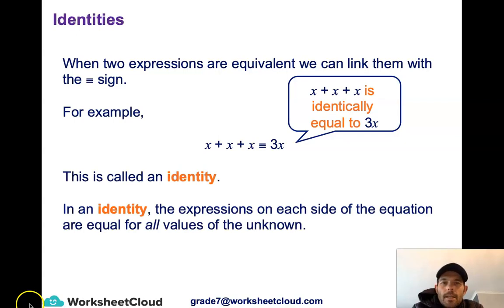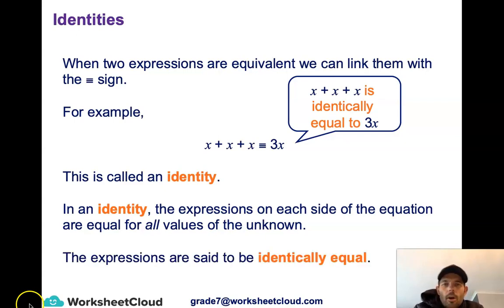In an identity, the expressions on each side of the equation are equal for all values of the unknown. Okay, so what do we mean by that? If I had given the letter x a value of 1, on the left-hand side we would have had 1 plus 1 plus 1, which equals 3. And on the right-hand side, we would have had 3 multiplied by 1, which is also equal to 3. So therefore, both the left-hand side and the right-hand side are identically equal. Okay?